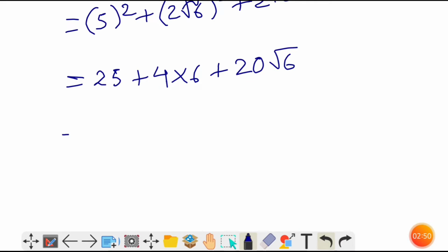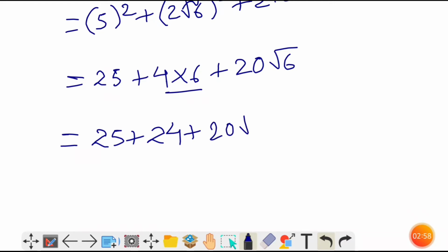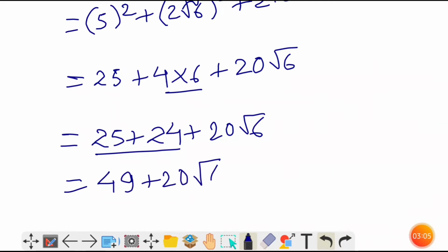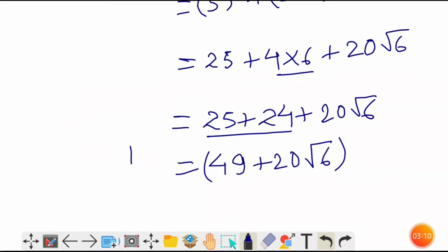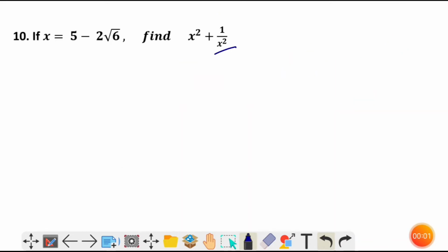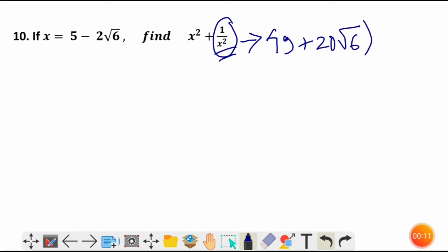Now we get 25 plus 4 into 6, 24, plus 20 root 6. Now adding 25 plus 24 we get 49 plus 20 root 6. So this is the value of 1 by x square. So using this value we'll solve x square plus 1 by x square. Let me write its value that we have found recently, that is 49 plus 20 root 6.